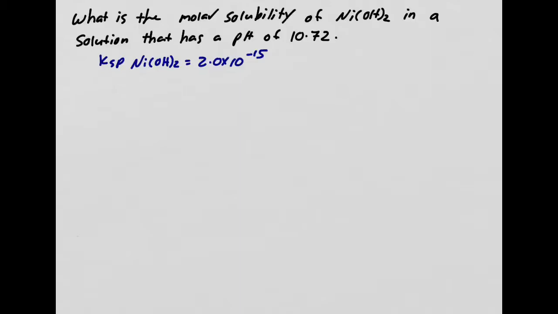So, nickel hydroxide. Again, whenever you see these problems, write down the equilibrium. That's the first thing you should do. I'm not even going to read the question first. I'm just going to write down the equilibrium. So far, so good. Okay. Now, in this problem, interesting, they give me a pH.